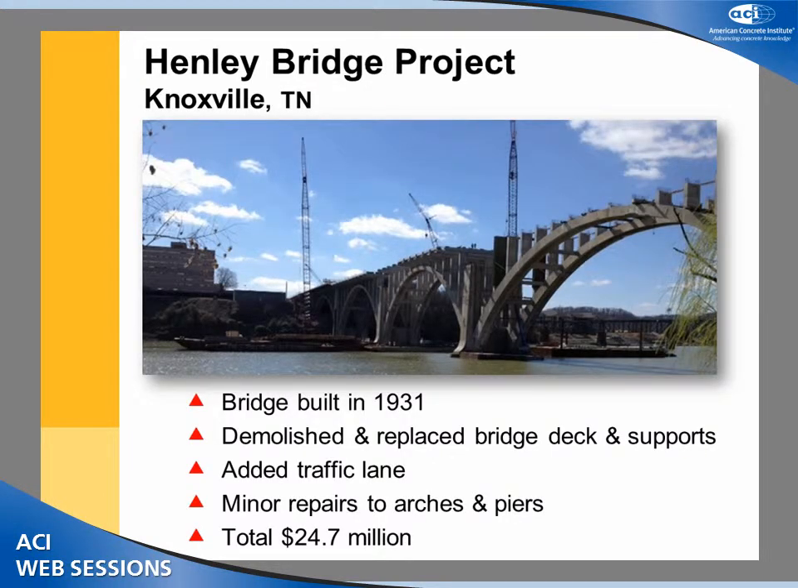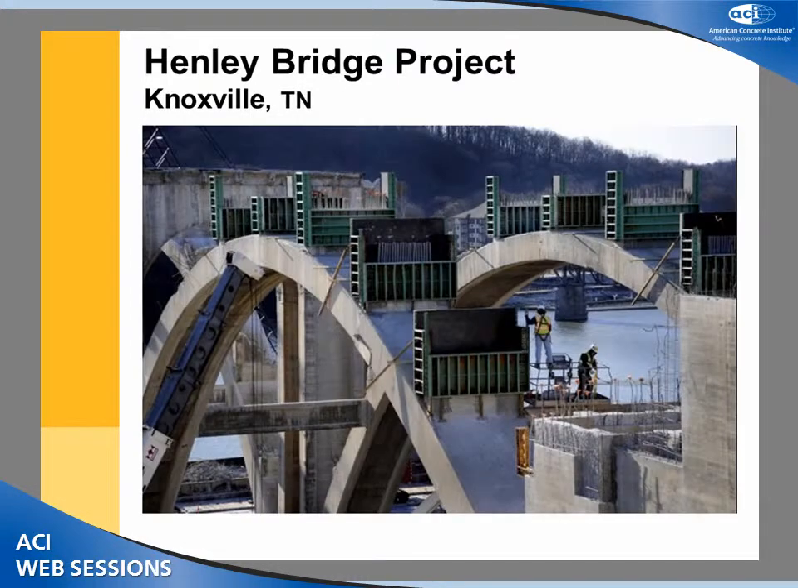Another project is a bridge project in Knoxville, Tennessee. The bridge was built in 1931. Some of these sections were actually demolished, and the bridge deck and the supports were replaced. They also added a traffic lane to it. Since the bridge was about 80 years old, there were a lot of repairs that had to be done to the arches and the piers. The total scope of the project for repairs was about $24.7 million.